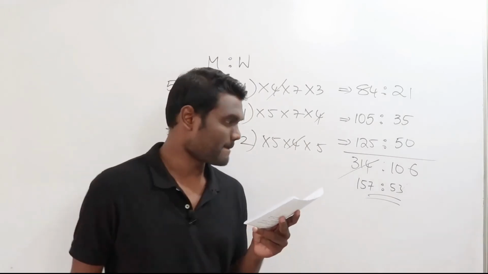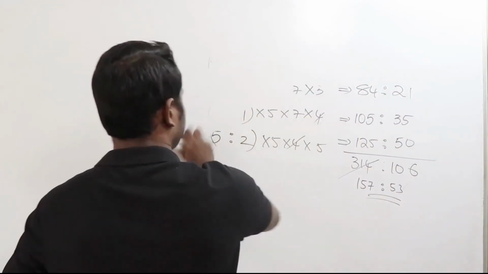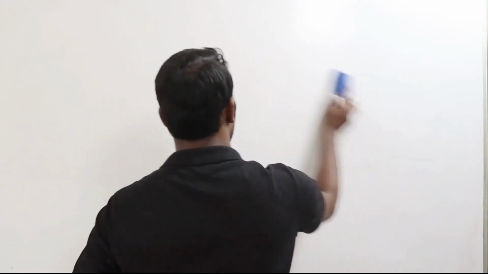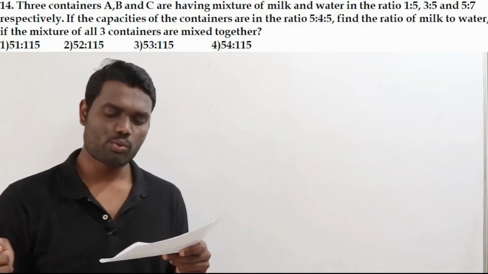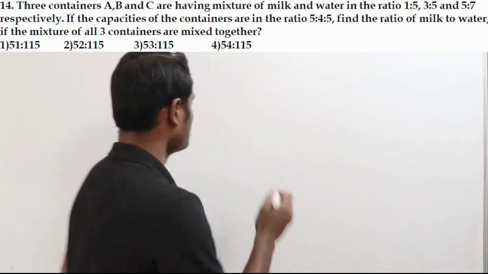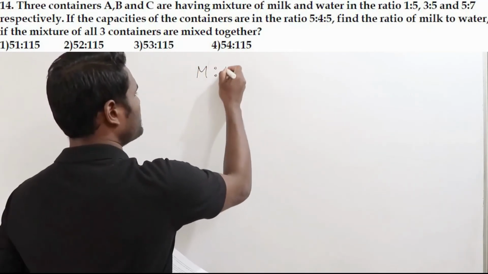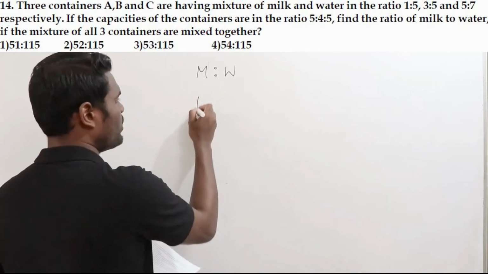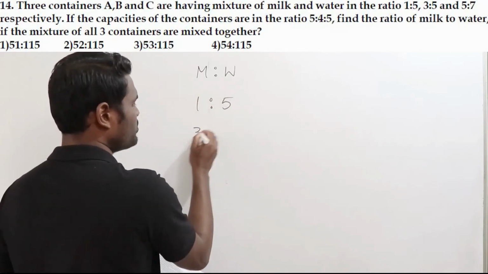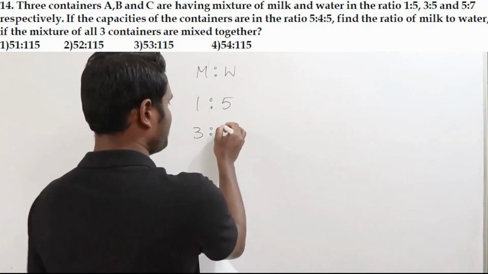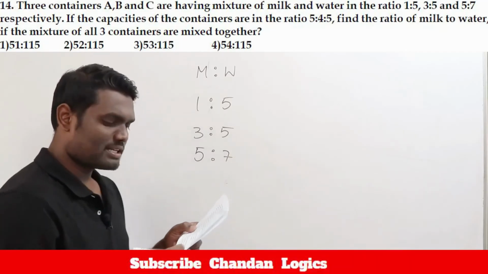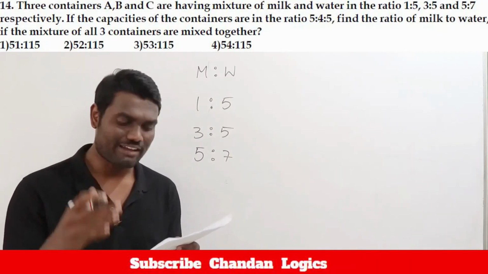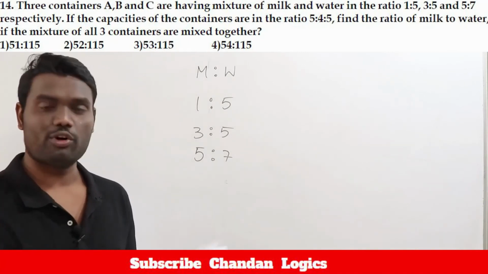So let us look at the next question. Three containers A, B, C are having mixtures of milk and water in the ratio 1:5, 3:5 and 5:7. So it is milk to water ratio. In the first one it is 1:5. In the next one the ratio is 3:5. In the next one the ratio is 5:7. And it was said they were mixed into a large container in the ratio 5:4:5. What is the mixture of all the three containers?